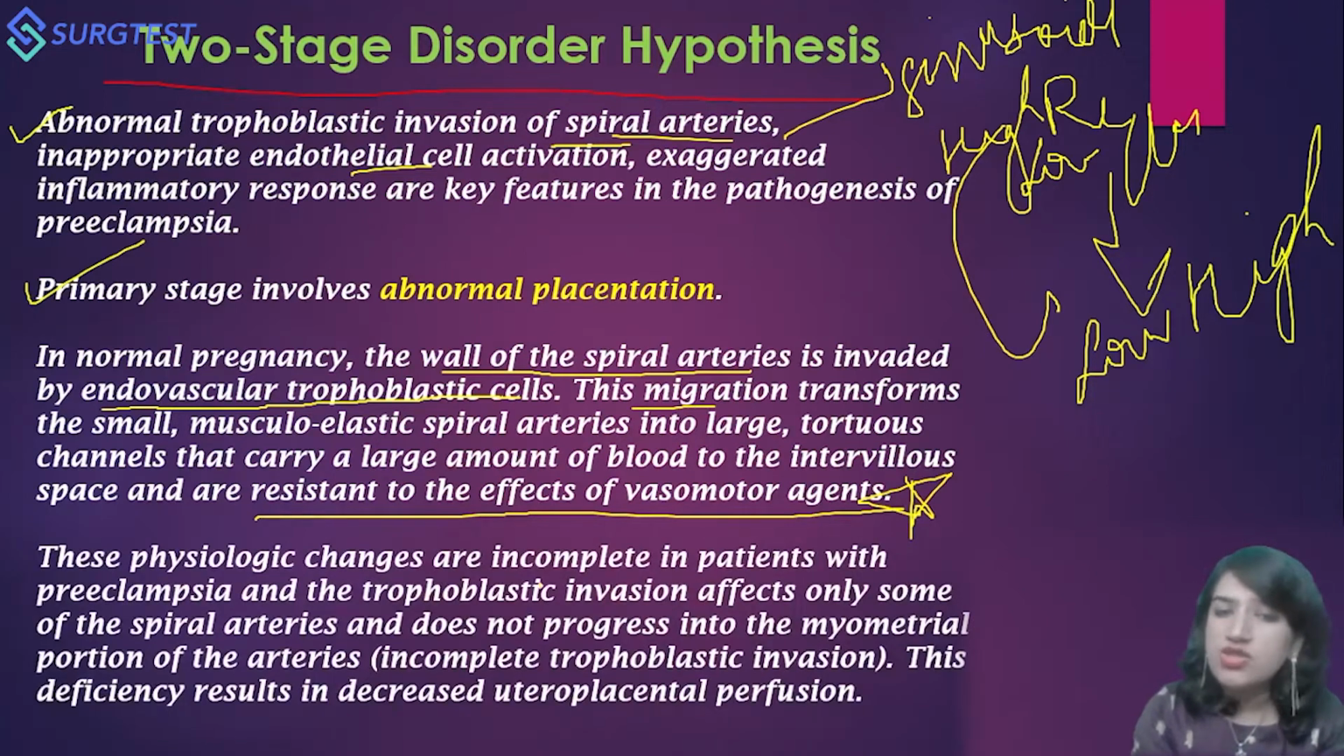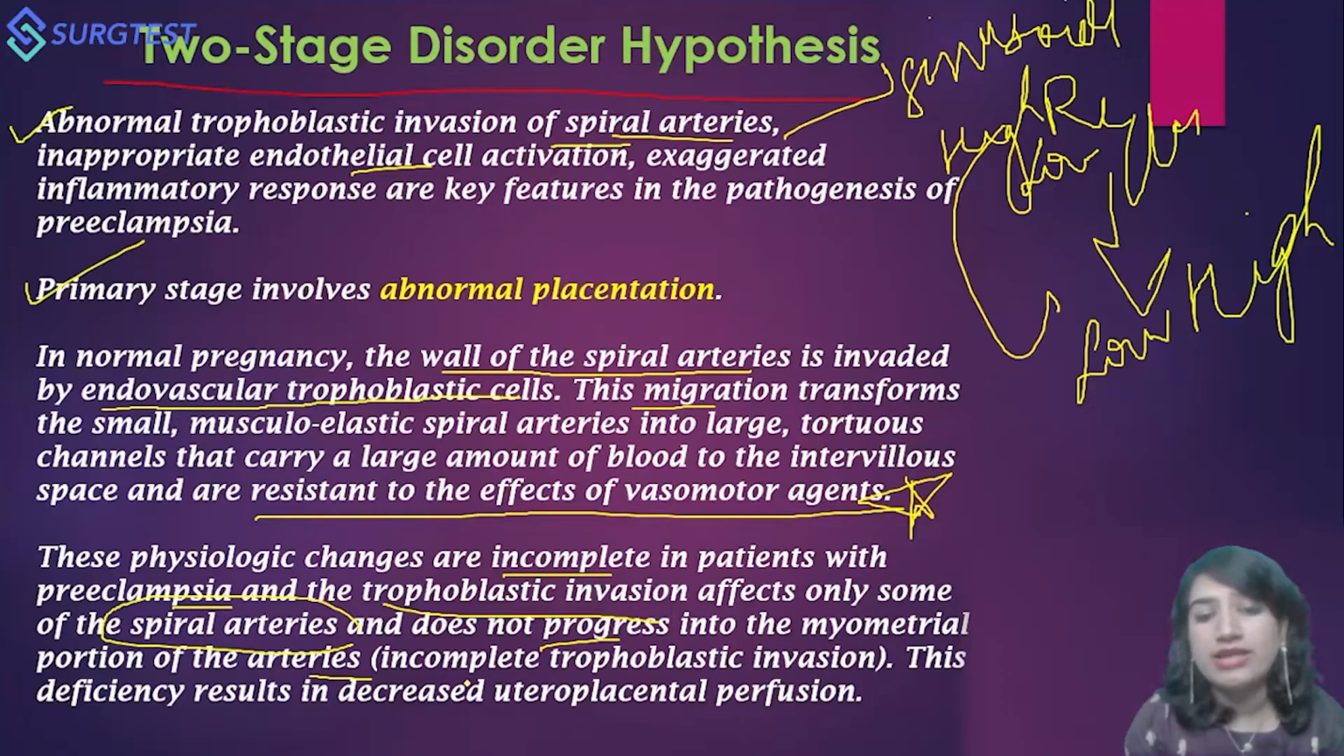Now, these physiologic changes are incomplete in patients with preeclampsia, and the trophoblastic invasion affects only some of the spiral arteries and does not progress into the myometrial portion of the arteries. That is why there is an increased risk of these arteries being responsive to vasomotor agents, and they are not the low resistance high flow channels which we want for adequate fetal perfusion.